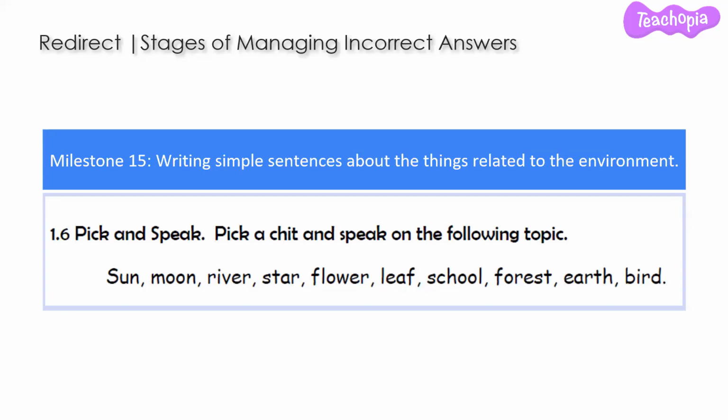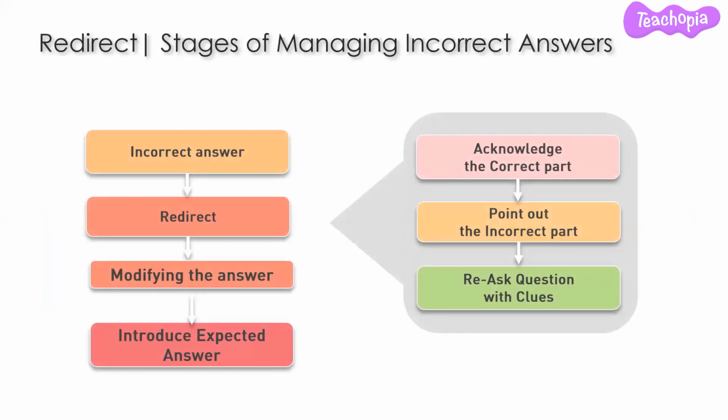So redirecting has 3 steps to it, meaning that they happen one after the other or simultaneously, but we'd like to address each of those steps separately for today's module. The first step is to acknowledge the correct part. Yes, we know that it might sound a little silly that we have to acknowledge a correct part in an incorrect answer, but we will see how we can do that through a few examples.